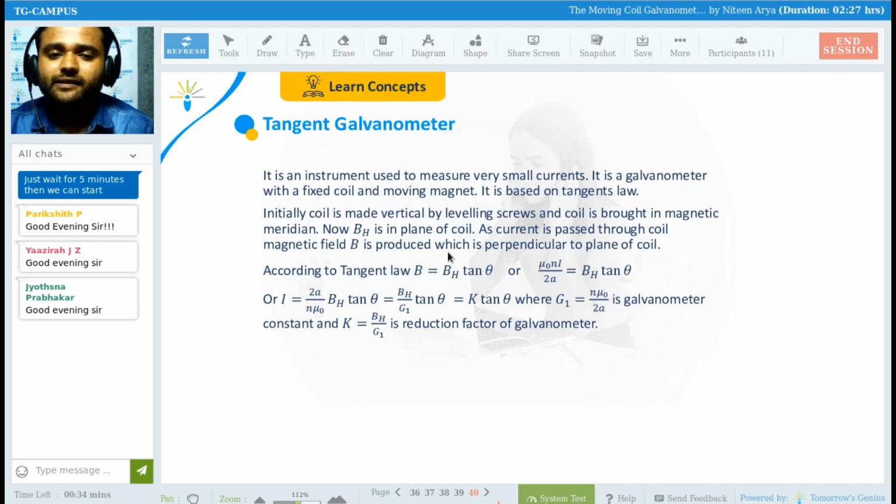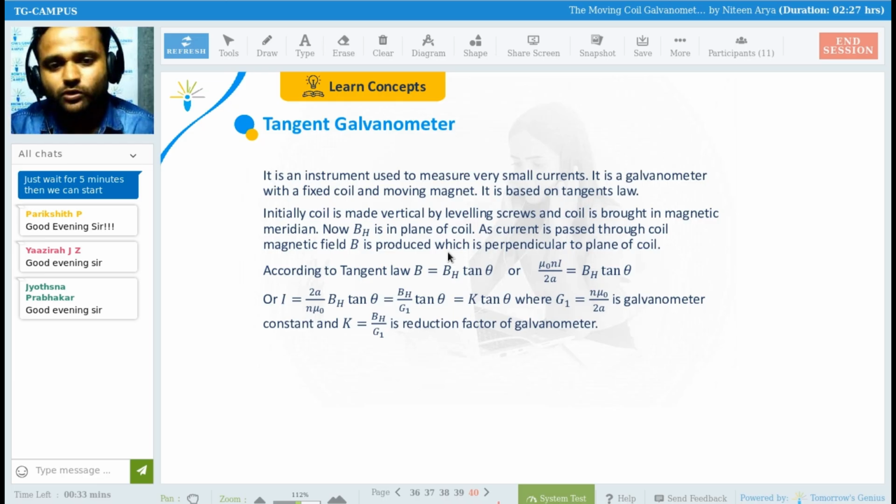Now this is another type of galvanometer. Not that much important, but if the physics paper is going to be more than moderate or a difficult paper, then you may get this particular kind of question also. So it is necessary to glance through it once. Clear, everyone?